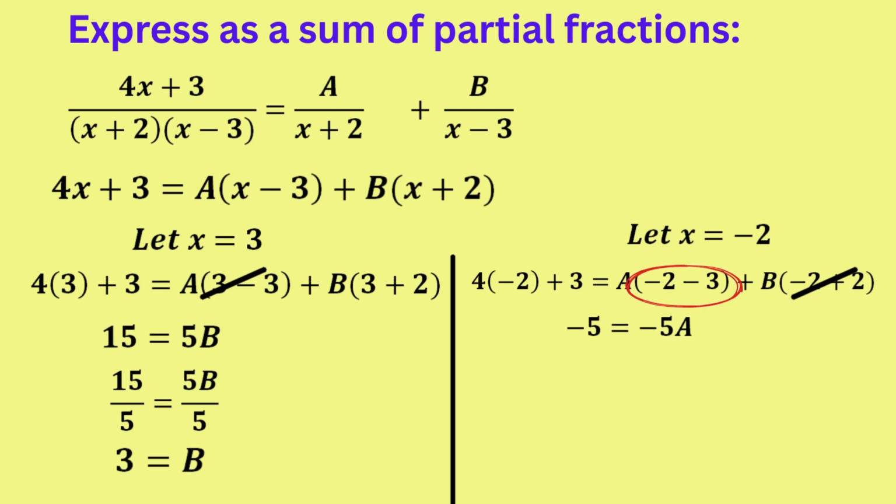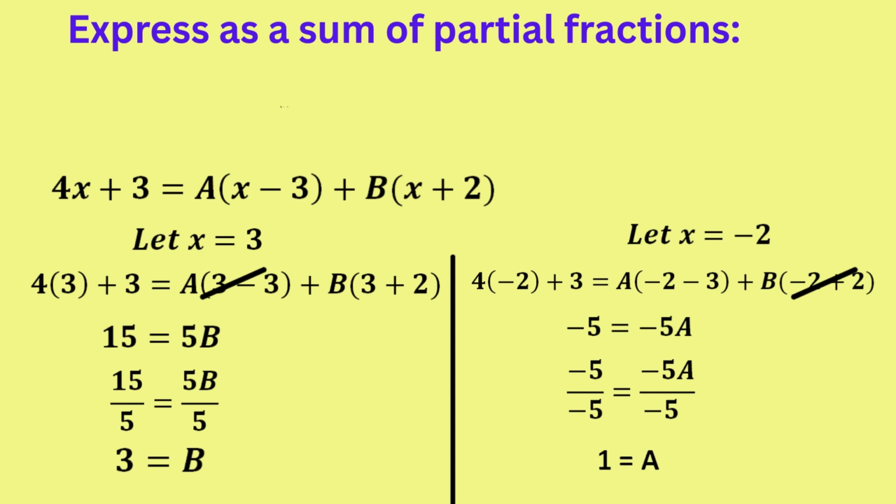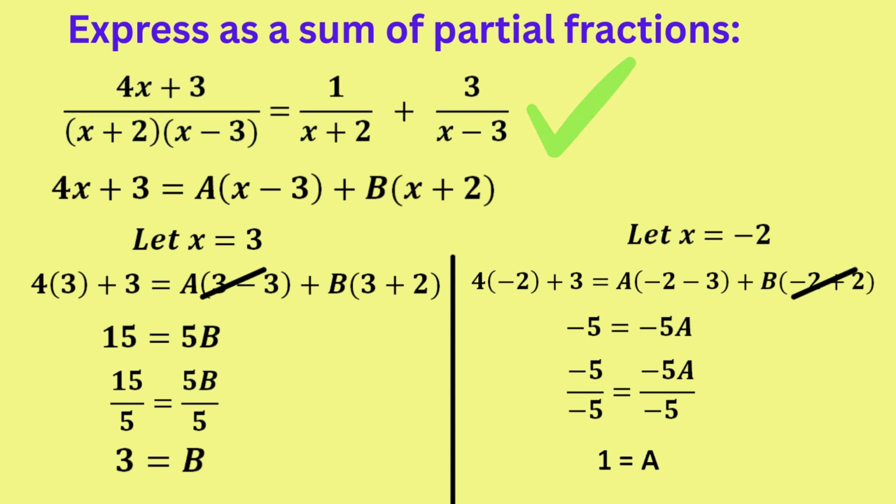4 times minus 2 plus 3 is minus 5. Minus 2 minus 3 is also minus 5. So, 5 equals negative 5a. So, to solve for a, divide both sides by minus 5. So, a equals 1. So the original expression written in partial fractions is 1 over x plus 2 plus 3 over x minus 3.